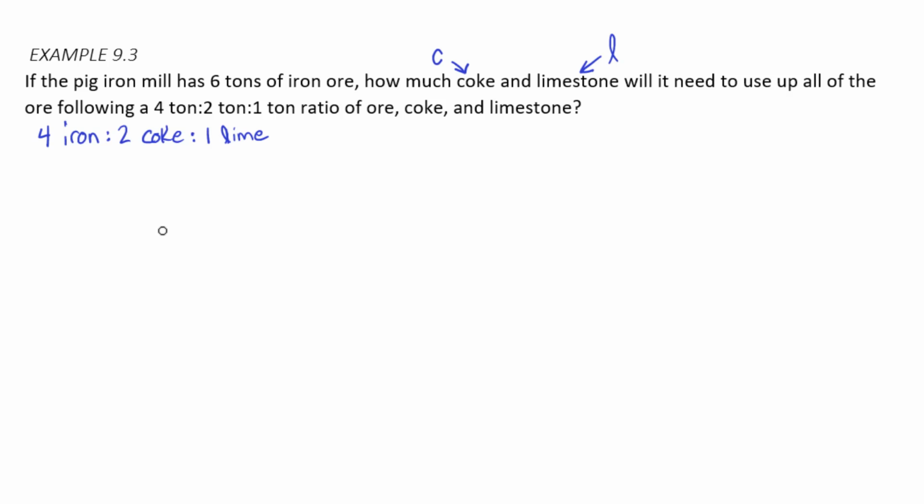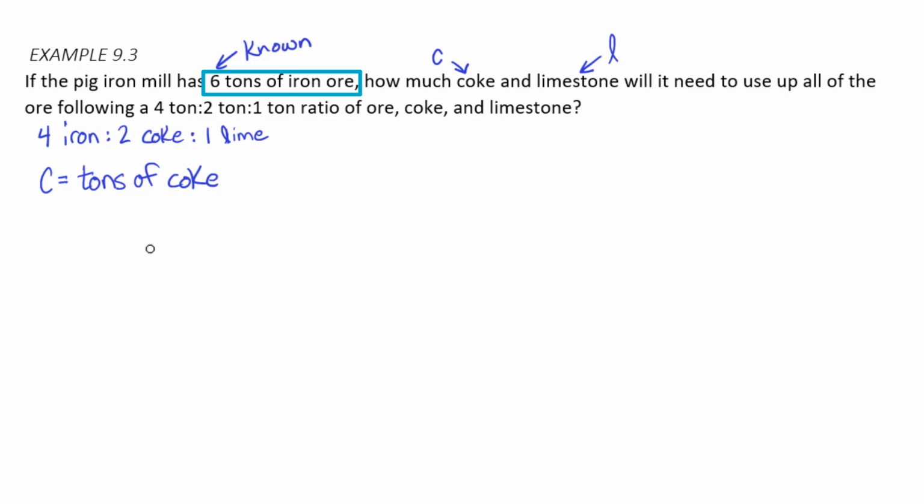To solve this problem, you don't want to do it all at once. What you want to do is break it up into 2 parts. We need to solve for C and we need to solve for L. So when we're considering C, which is going to be a number of tons of coke that we're going to need to add, what ratio does coke exist in with iron? Because the known here is that we have 6 tons of iron.